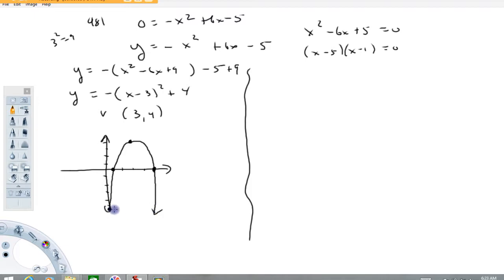This parabola is going to look something like this. All right, so that's one approach. Now we'll just do this. Big vertex there, 3, 4. Now the second approach, right?